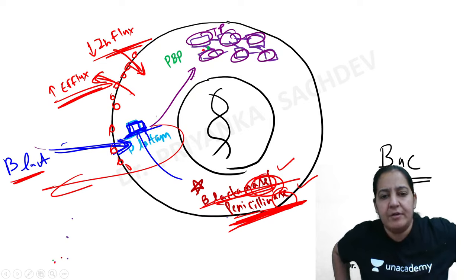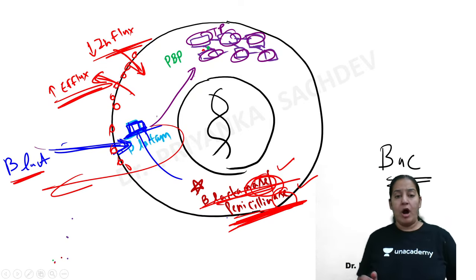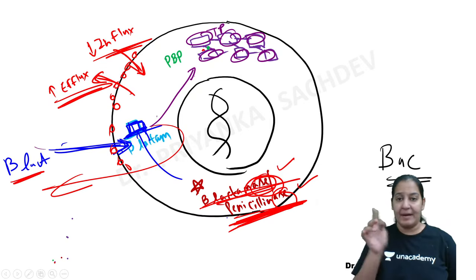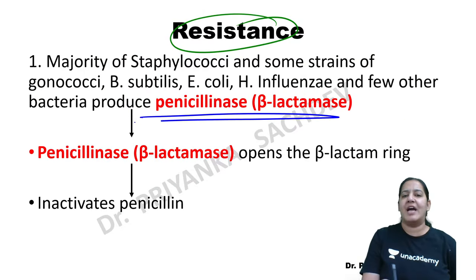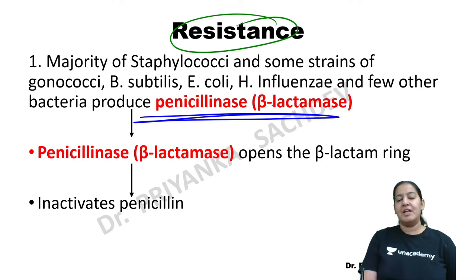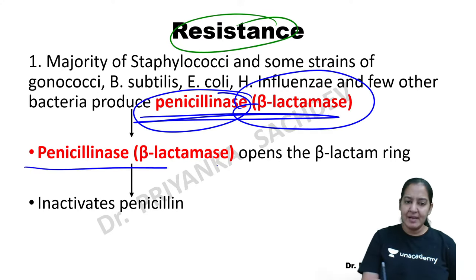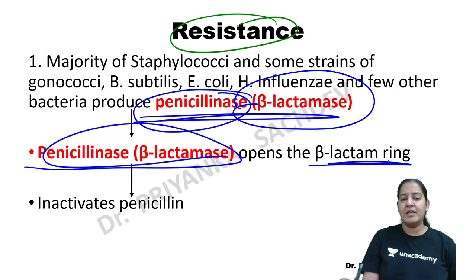So what humans have done? See, we want to kill the bacteria, and bacteria do not want to get killed. See the mechanism. The first mechanism is the formation of the enzyme. So bacteria is forming an enzyme. The name of the enzyme is penicillinase or beta lactamase enzyme. The penicillinase or beta lactamase enzyme degrades the beta lactam ring. That's why it inactivates the penicillin.